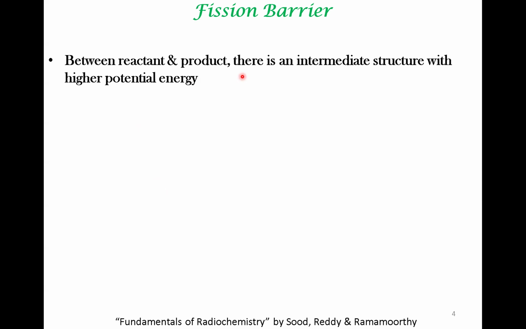In the chemical reaction, this is referred to as transition state, but similar notion is applicable here too. So this intermediate structure in between reactant and product has greater potential energy. So for reaction to proceed, it is important to get over this higher potential energy intermediate structure. So it is possible to estimate the fission barrier.